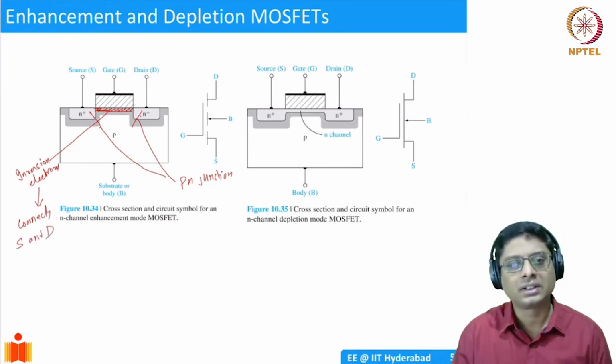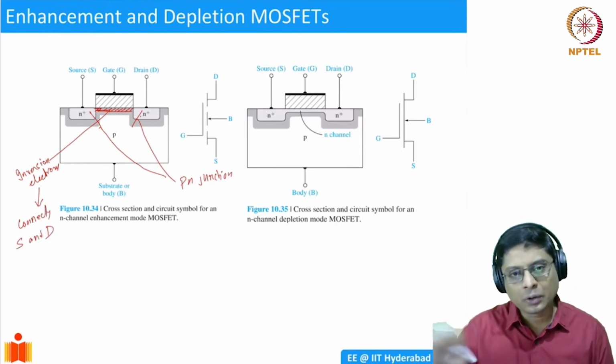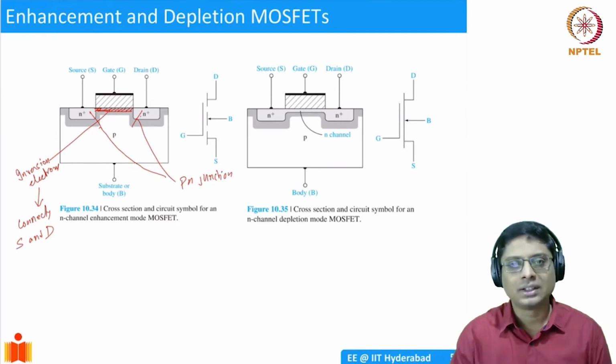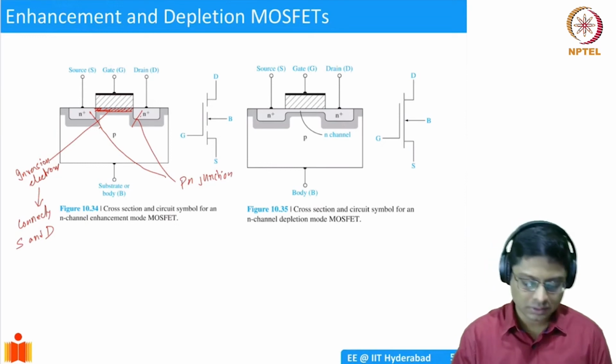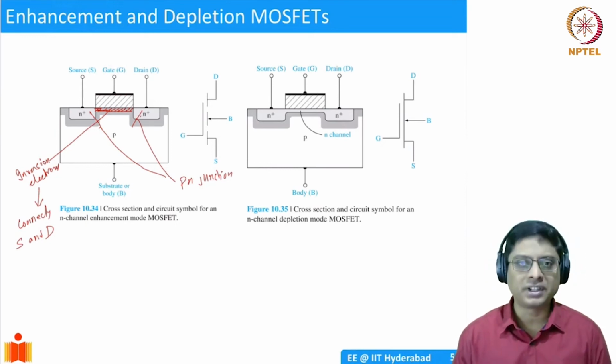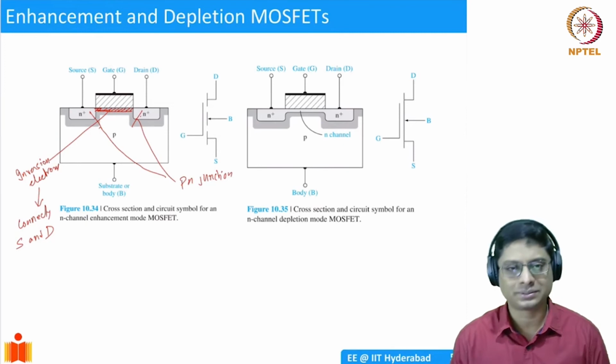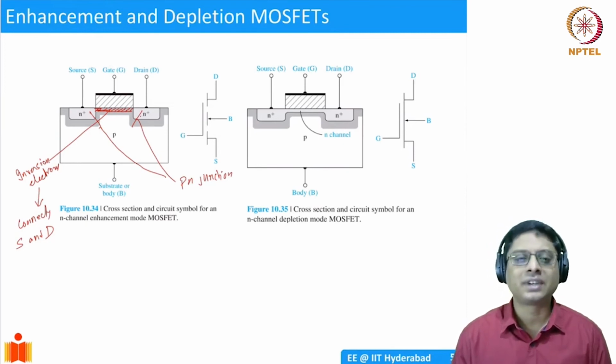Correct? Source and drain, right? So current can flow from source to drain. But the moment I make the voltage 0, this inversion layer disappears and there is no current between source and drain. This is the fundamental, in a very simple way, of how switching happens.